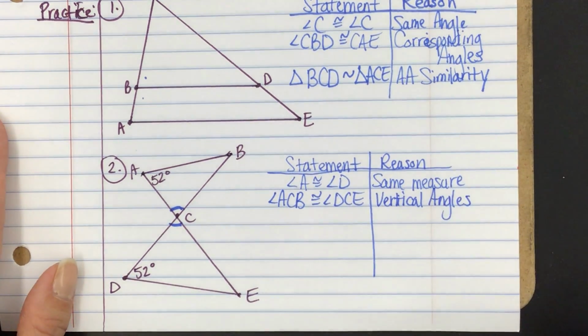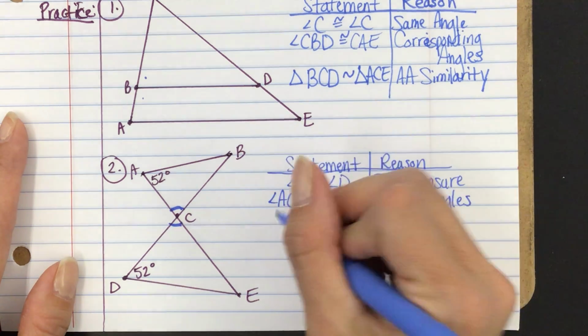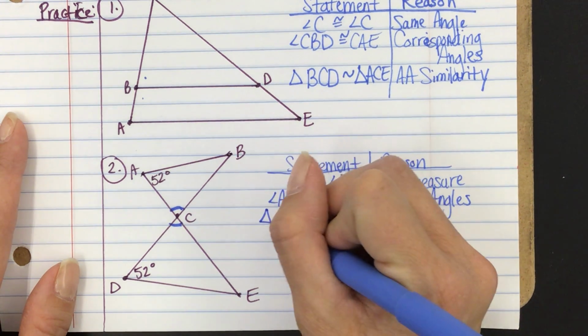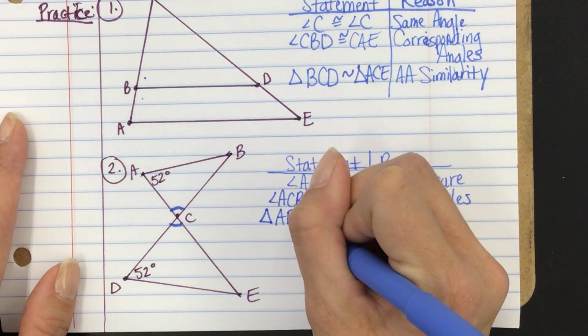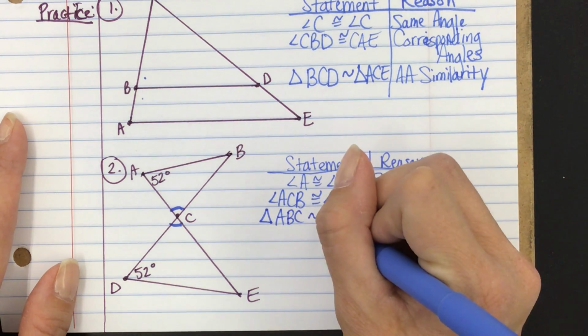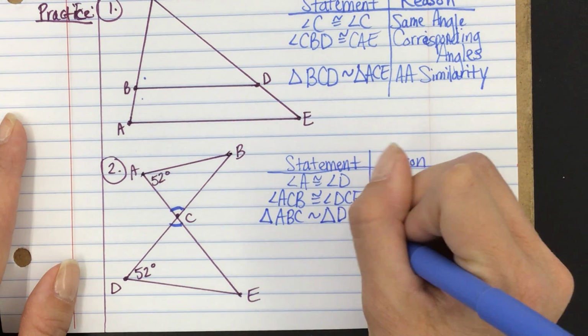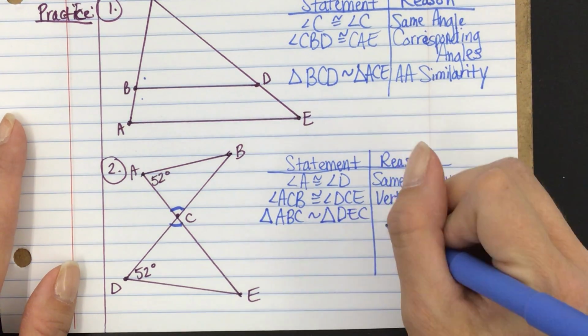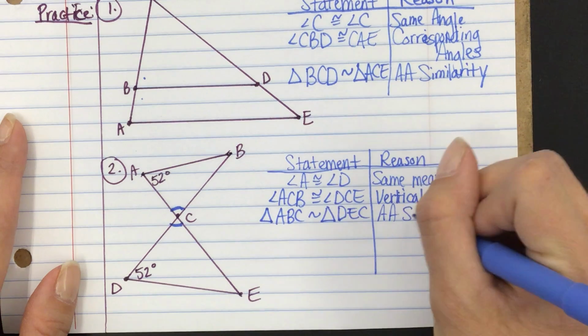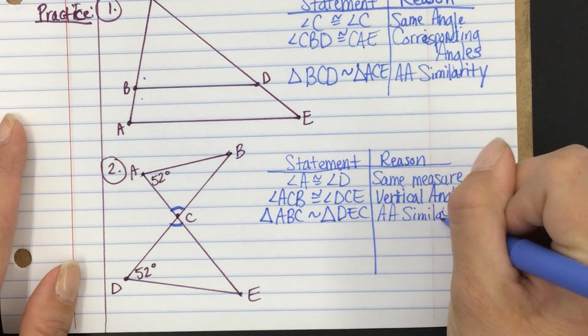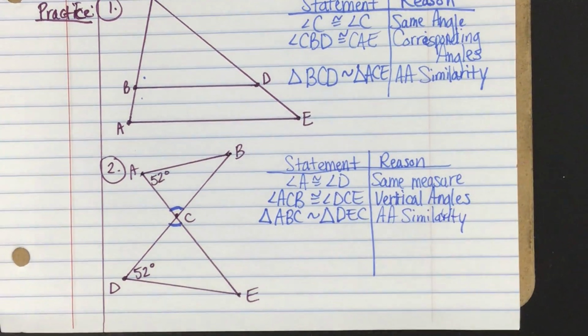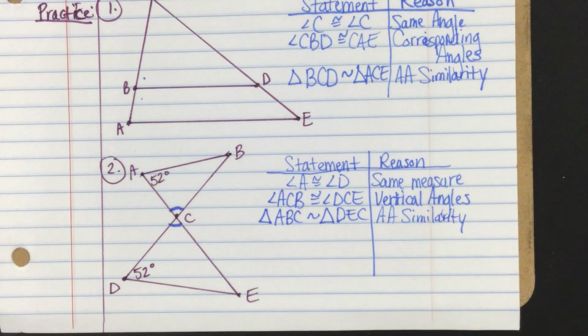Now we can write our similarity statement for those triangles. We can say that triangle ABC is similar to triangle DEC because of the angle similarity theorem. Okay. Any questions about that?